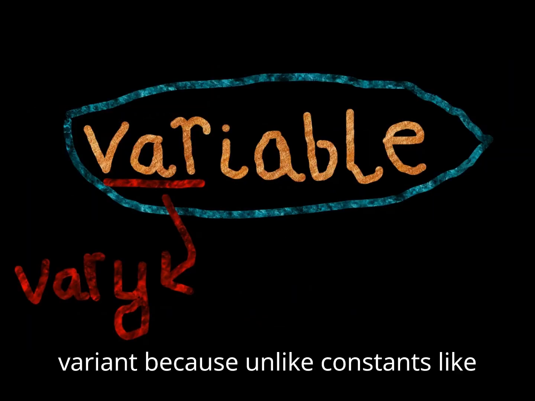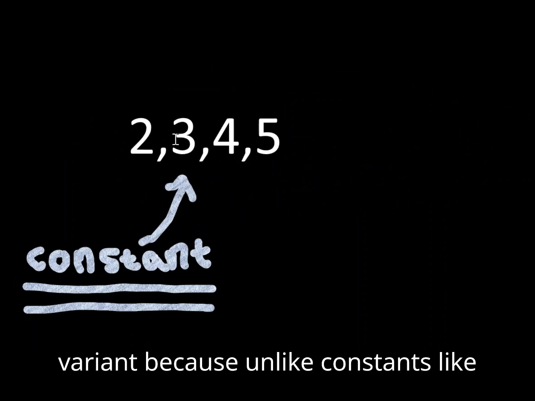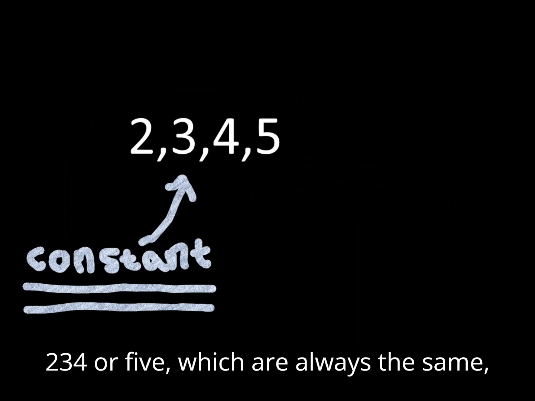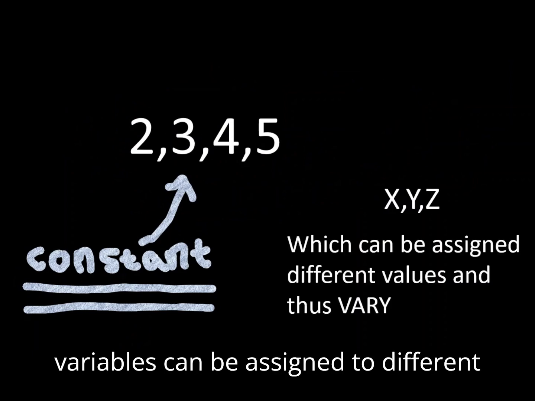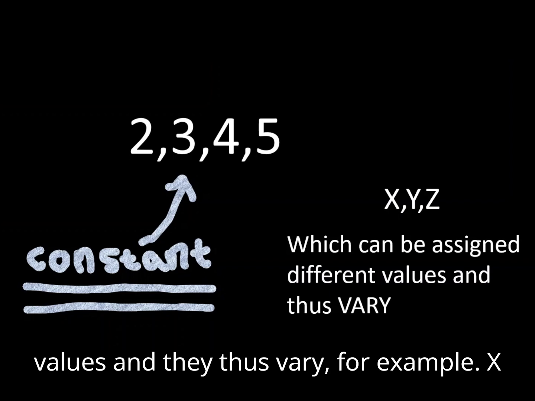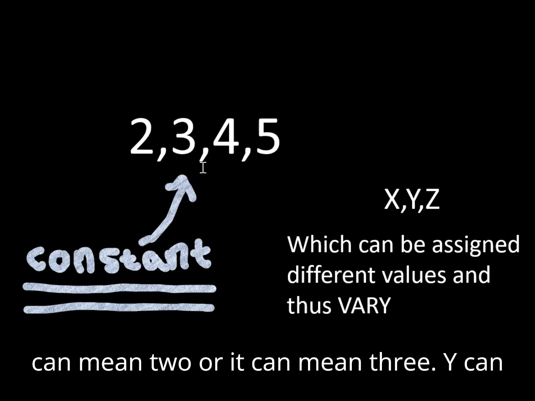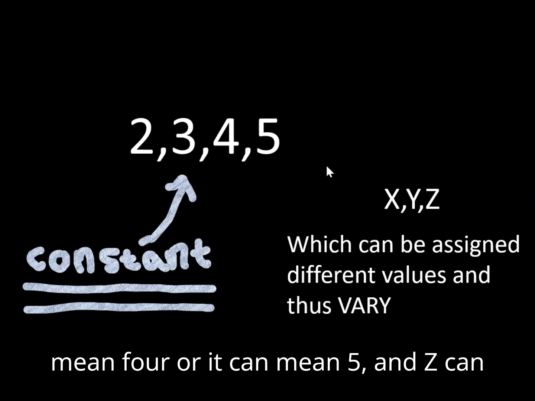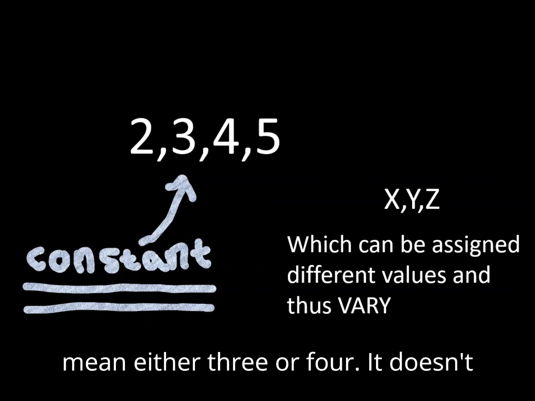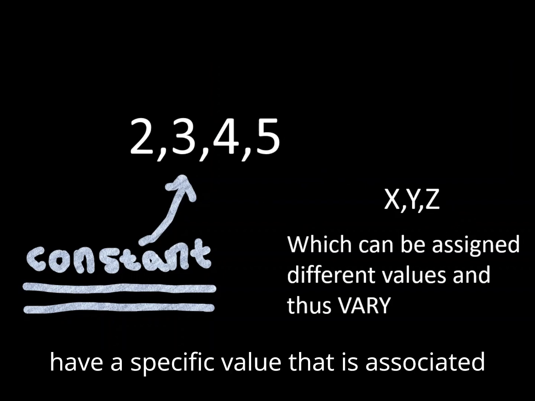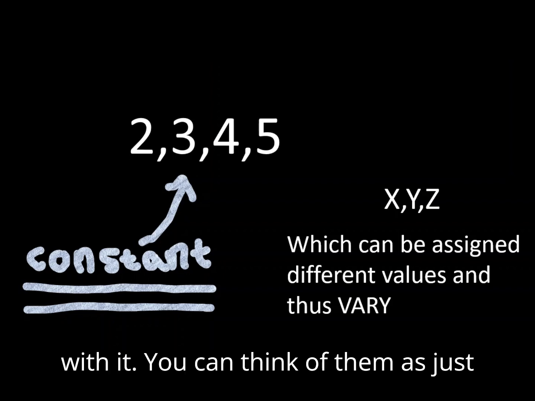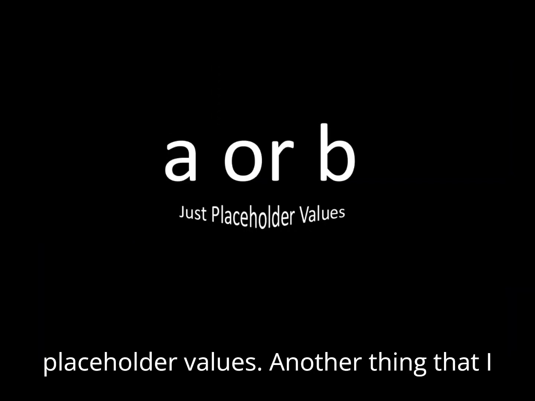Variables have the word "variable" because unlike constants, like 2, 3, 4, or 5, which are always the same, variables can be assigned different values and thus vary. For example, x can mean 2 or it can mean 3, y can mean 4 or it can mean 5, and z can mean either 3 or 4. It doesn't have a specific value associated with it. You can think of them as just placeholder values.